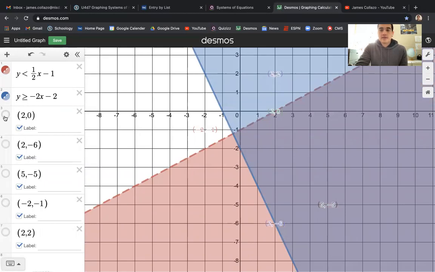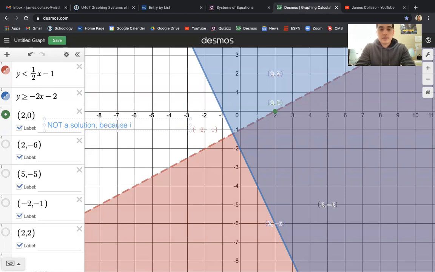So the first point we're going to look at is the point 2, 0, okay? And we can see it pops up right here. Now we want to determine if that point is a solution to the system of inequalities. If we look at that point, it's in the blue shaded area, right? But it's on a red dotted line, okay? So this is kind of like our rule. So 2, 0 is not a solution, okay?